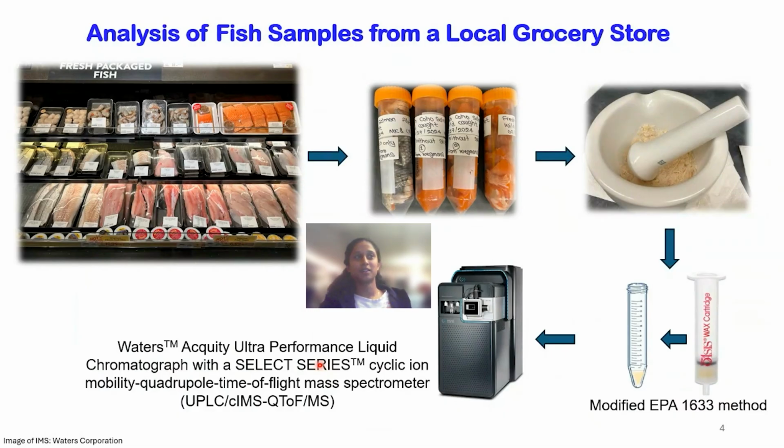So we basically went to the market, bought it, and then crushed it, following a modified EPA 1633 method. When I say modified, one of the major modifications we made was using this new wax, GCB on the top, and a wax cartridge. And we had some alterations throughout the method, but at the end, the fish extracts were analyzed using a Waters Acquity Ultra Performance Liquid Chromatograph with a SELECT SERIES Cyclic ion mobility quadrupole time-of-flight mass spectrometer. So UPLC, cyclic IMS, QTOF MS.